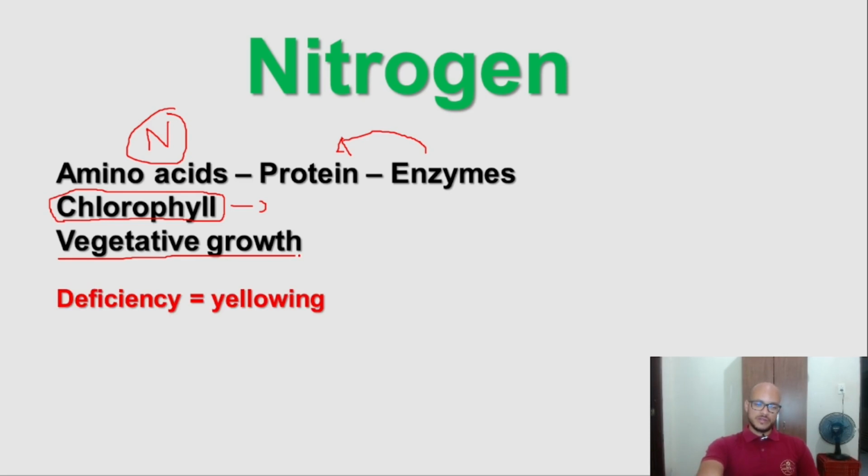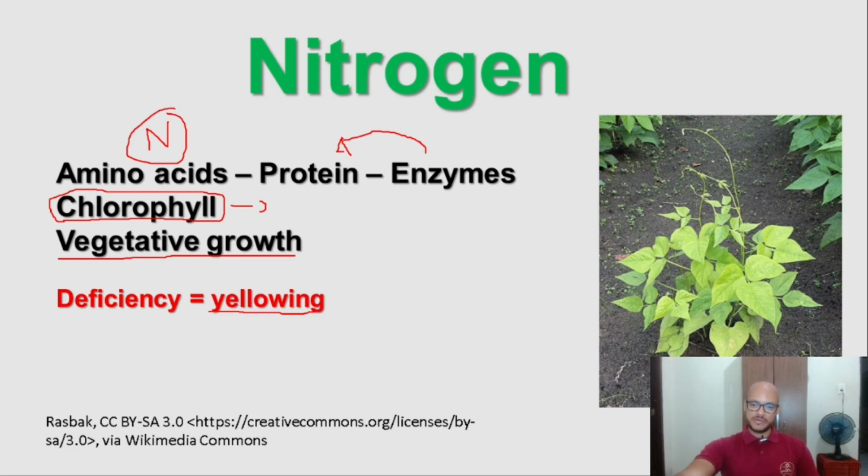And if there is deficiency, nitrogen deficiency, the common symptom is yellowing. Okay, for example, we have here a bean plant, and it has a nitrogen deficiency and it's yellowing. Okay, so it means it's no longer green, it's more yellow.